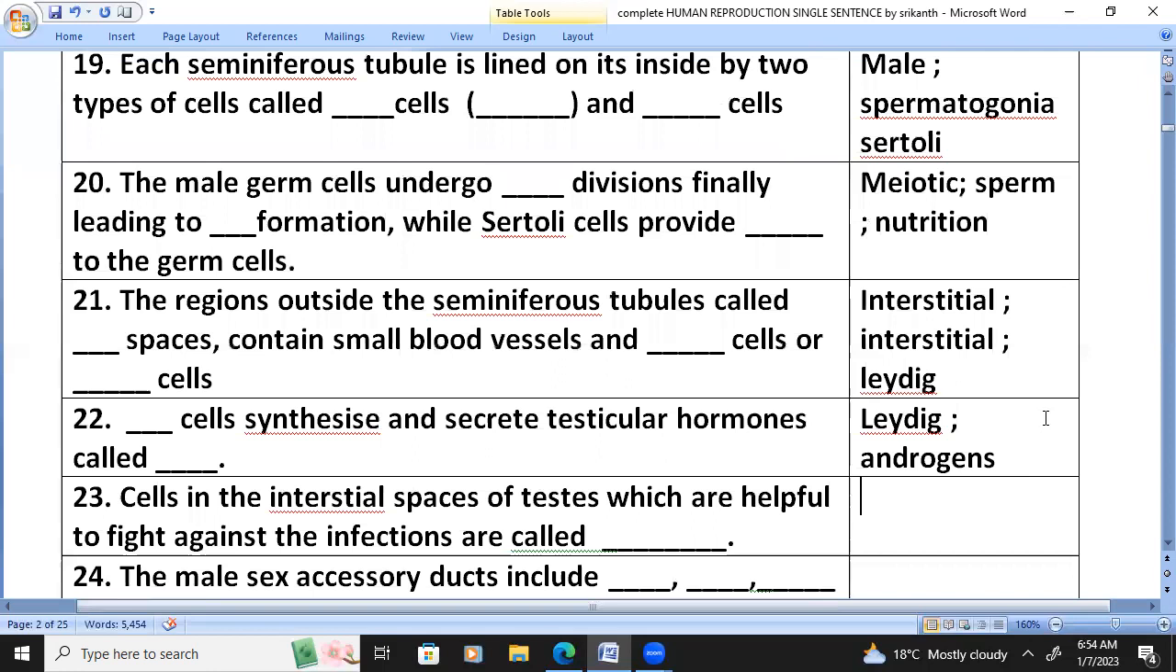Cells in the interstitial spaces of the testes which help to fight against infections are called immunologically competent cells.